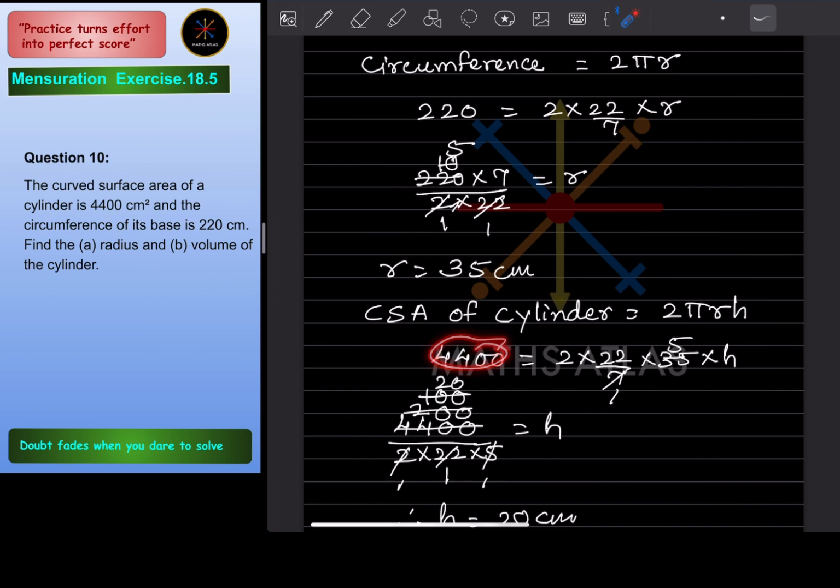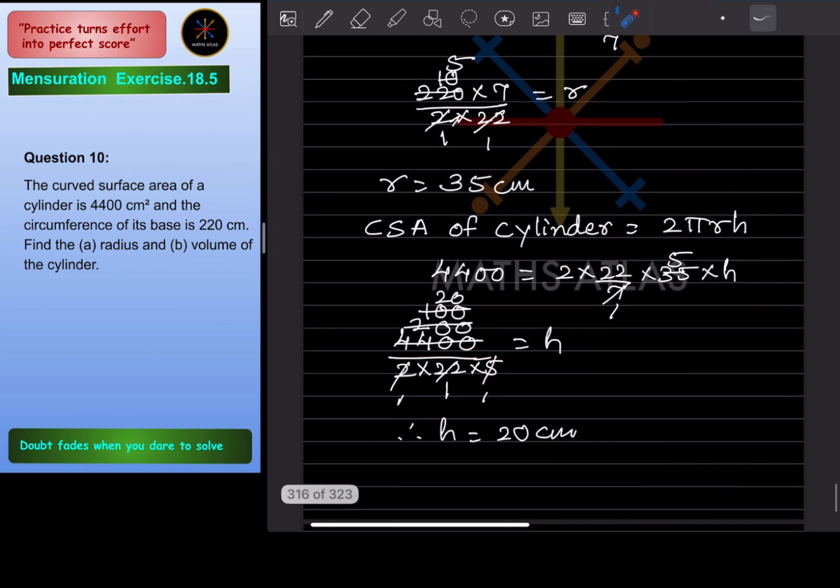So 4400 is already on the left side. This 2 into 22 into 5 goes to the left-hand side, in the denominator, and this is h. After simplifying, we get h as 20 centimeter. So now you got the height as 20 centimeter.